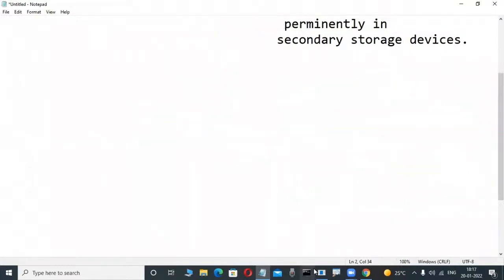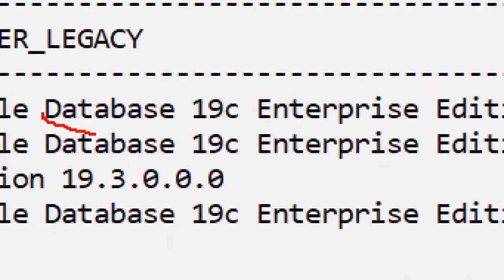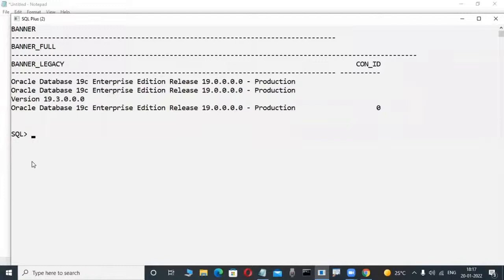Now check it out, concentrate here. For example, suppose this is an Oracle database in my system, where we are teaching many classes. That's why there are so many tables here. Check it out, observe it here.